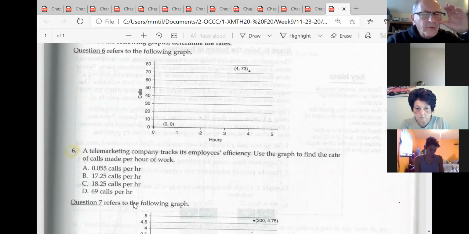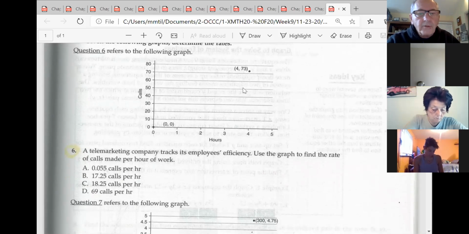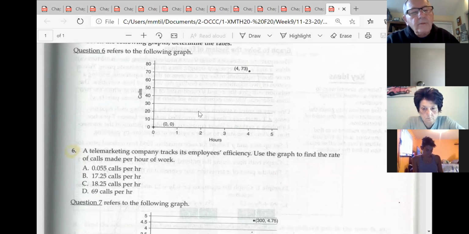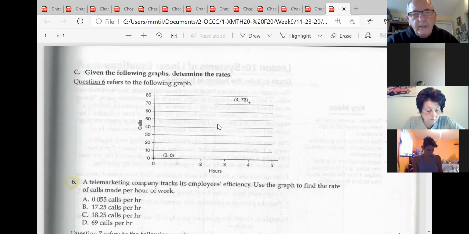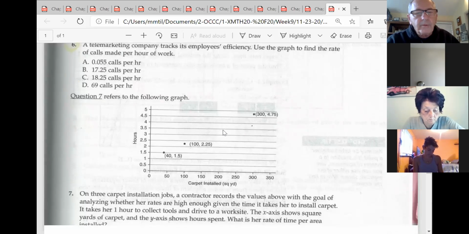Oh, and so the answer is right here. The answer is C, 18.25 calls per hour. That would satisfy that, right? So in other words, you're just interpreting graphs to determine what the unit rate is. That's what you're doing there.